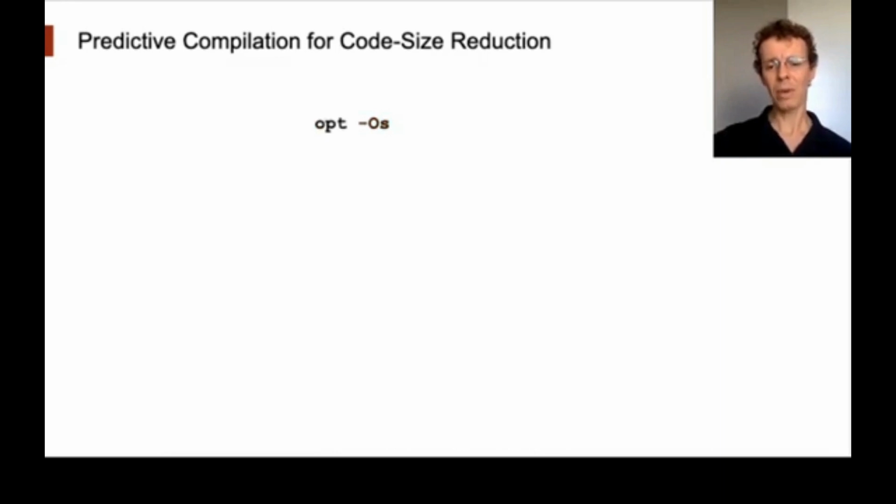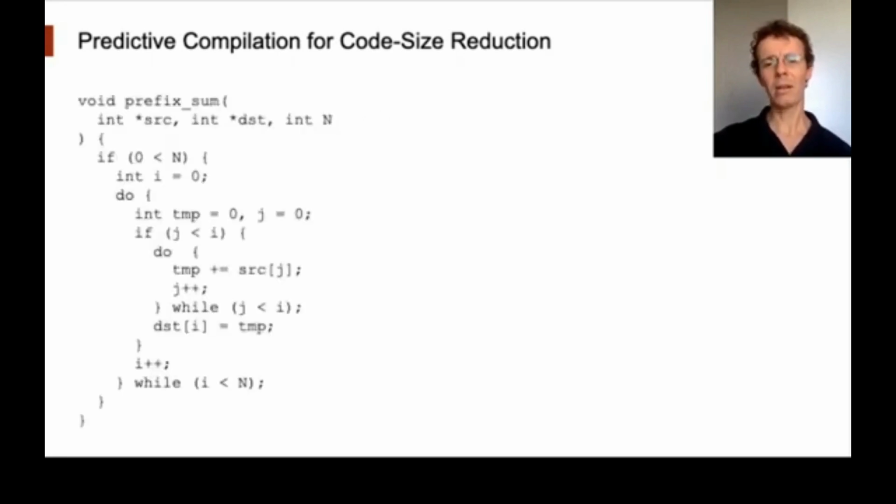Something that's important to realize is that opt -Os is not the best code size reduction sequence for any program. opt -Os is a good guess of a sequence of optimizations that's likely to reduce code without impacting execution time too much, but it's just a kind of educated guess.